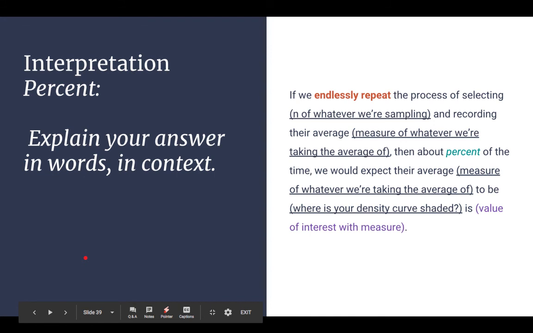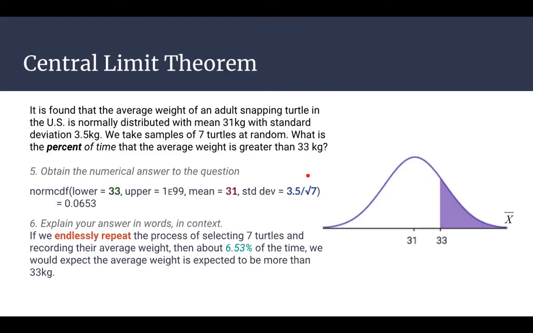If I were to change the question instead to look at percent, this would be one of the options that you have for interpreting your percent. It's basically the same thing, except we are now looking at the percent of time here. So plugging that in, we can say if we endlessly repeat the process of selecting 7 turtles and recording their average weight, then about 6.53% of the time, we would expect the average weight to be more than 33 kilograms. So you're just taking the value of your probability and multiplying it by 100 and adding a percent sign at the end.